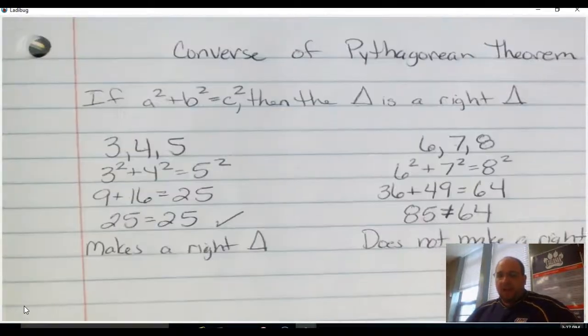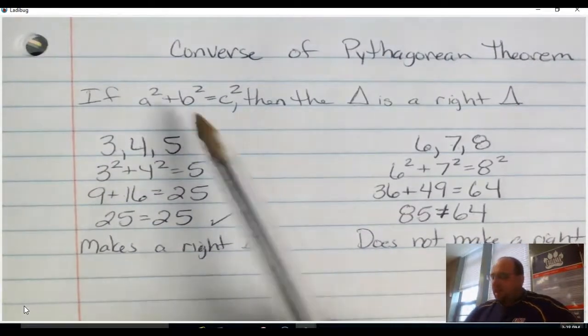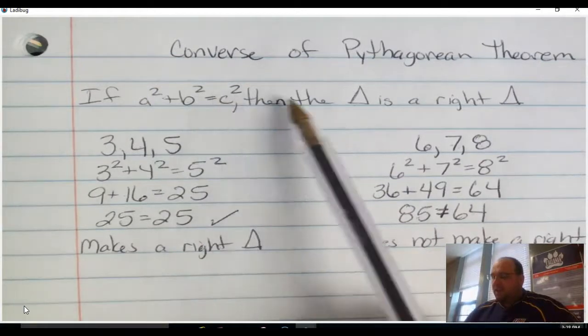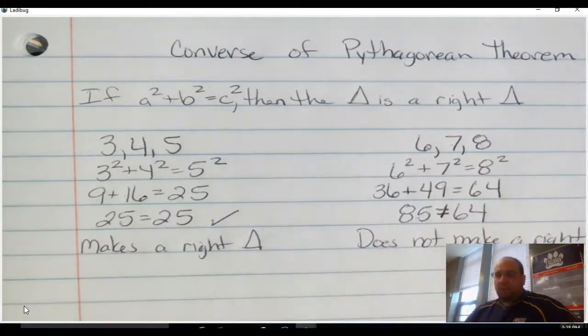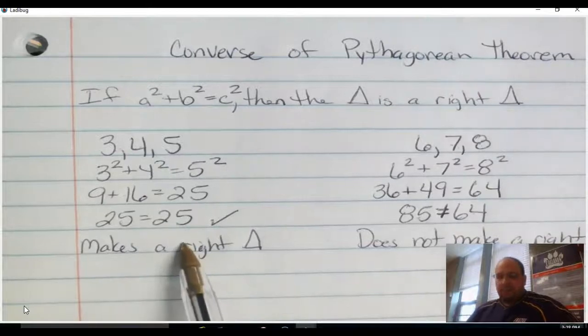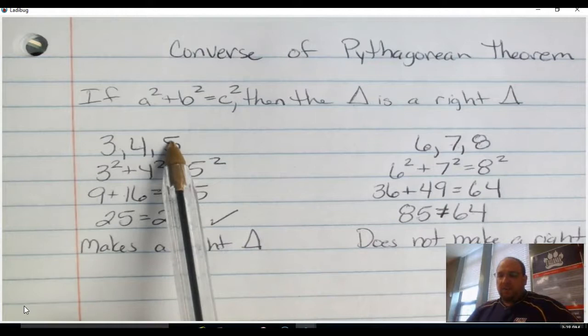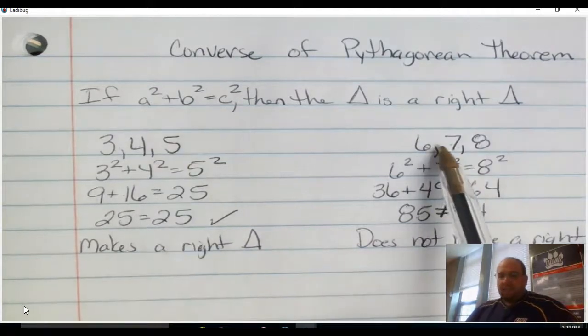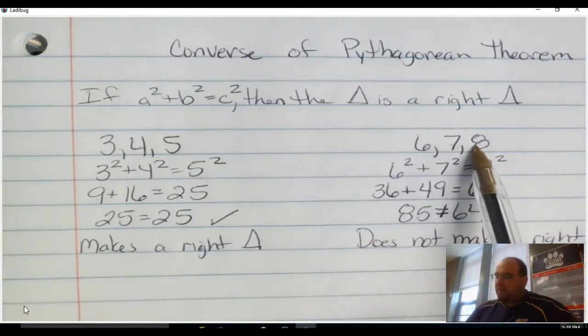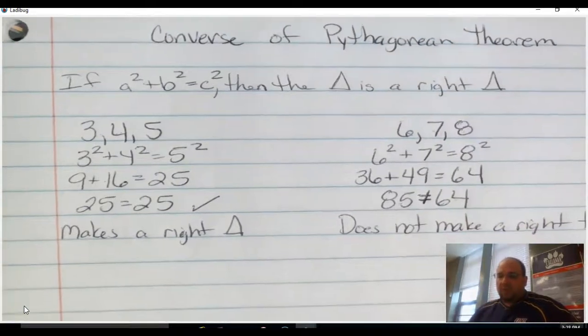So again, the converse is just telling me, hey, a squared plus b squared equals c squared, and therefore the triangle is a right triangle. In the first example, this did check out. 3 squared plus 4 squared equals 5 squared, so yes, it was true. Whereas in the second example, 6 squared plus 7 squared did not equal 8 squared, and as a result, it was not true, and it was not a right triangle.